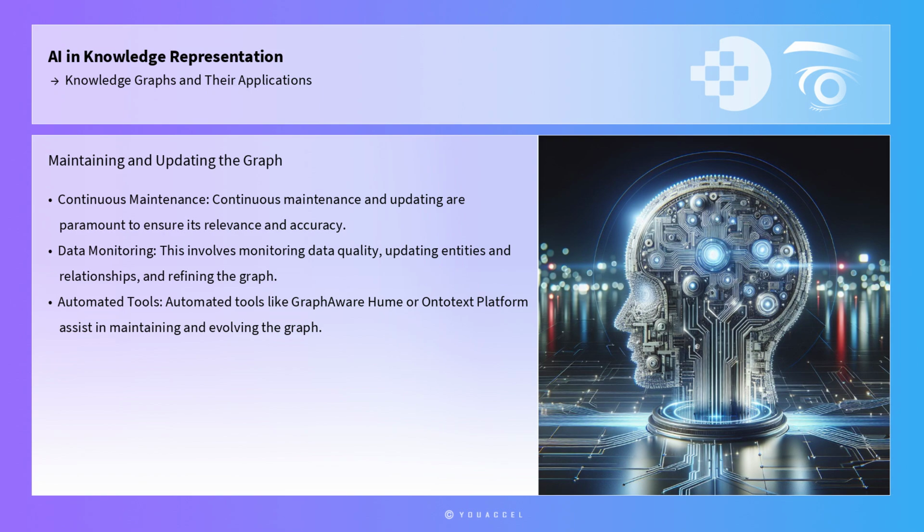After the graph is operational, continuous maintenance and updating are paramount to ensure its relevance and accuracy. This involves monitoring data quality, updating entities and relationships, and refining the graph based on user feedback and new data. Automated tools like GraphAware Hume or Ontotext Platform can assist in maintaining and evolving the graph, providing functionalities for data monitoring, versioning, and collaborative editing.